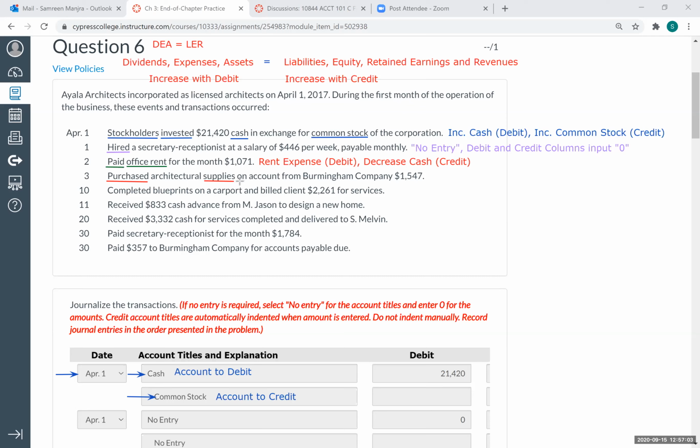Or if we will pay for it later, it will be on account. So we have an asset, we have supplies that are now available for us to use. So I'm going to go ahead and record an increase to my supplies, which will be a debit, and a corresponding increase in my accounts payable liability, which will be a credit.